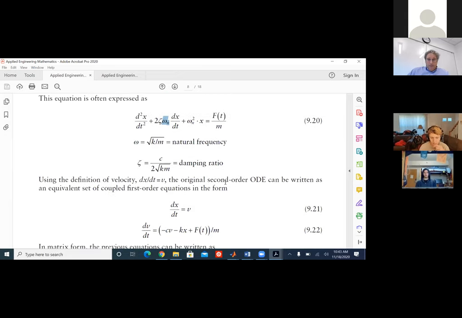But going back to the original equation, there's this marvelous little trick you can do, or a little process. I wouldn't call it a trick, a procedure. What you can do is define the first derivative as a new variable.